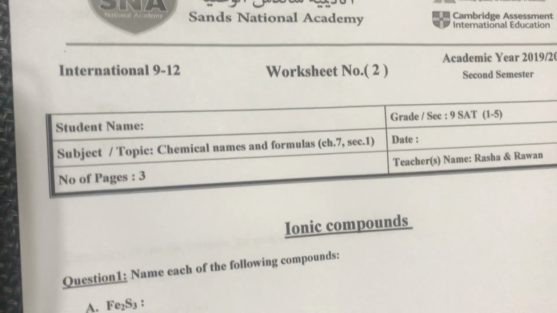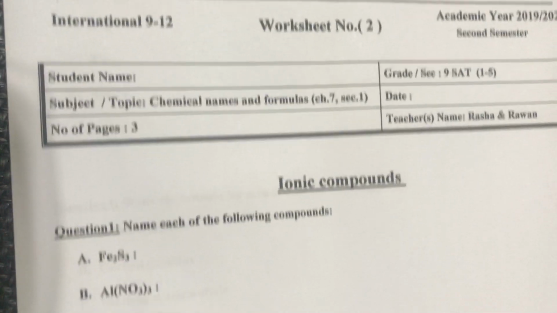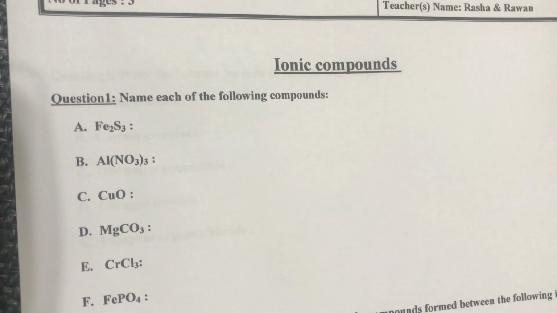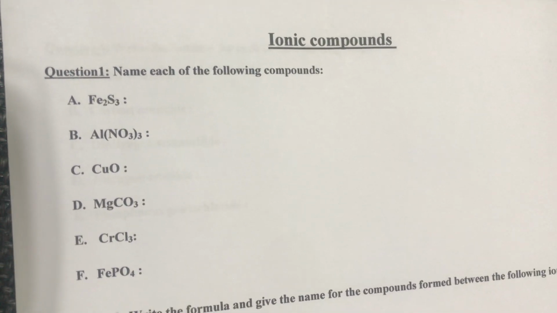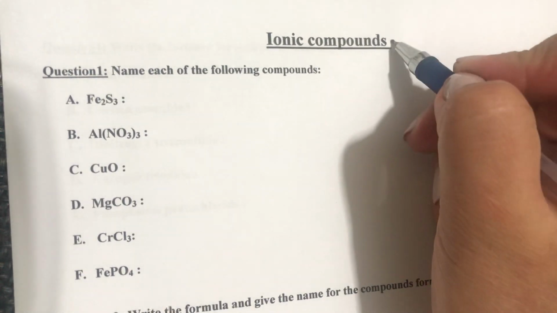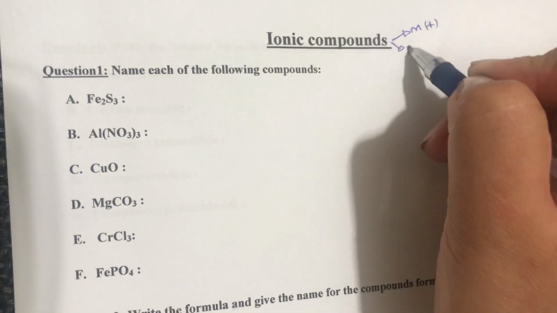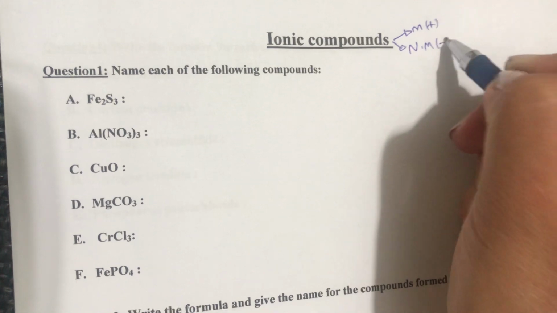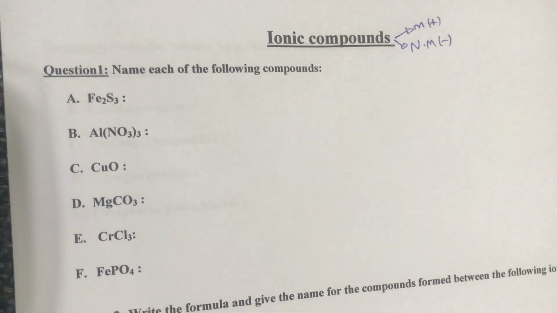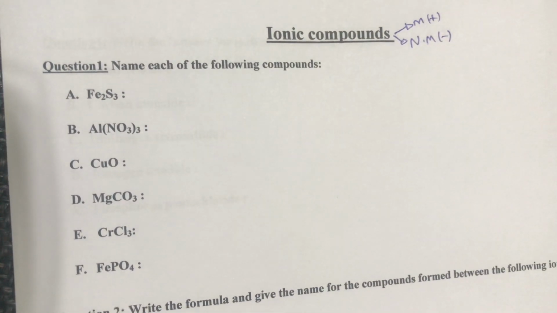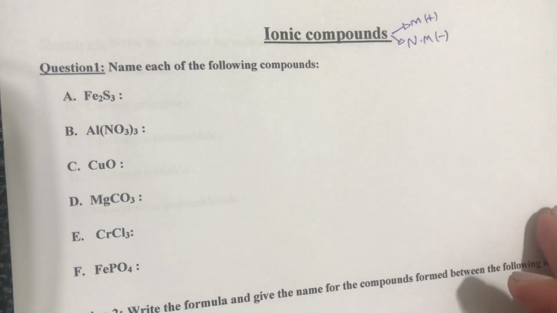Worksheet number 2, chemical names and formulas. Now questions for ionic compound. Ionic compound: metal or positive charge with non-metal or negative charge. What are the rules for ionic compound?